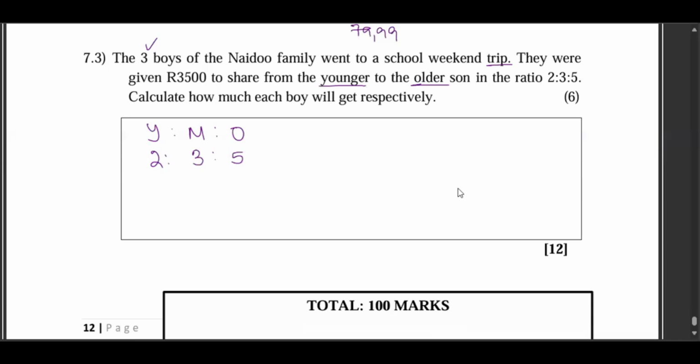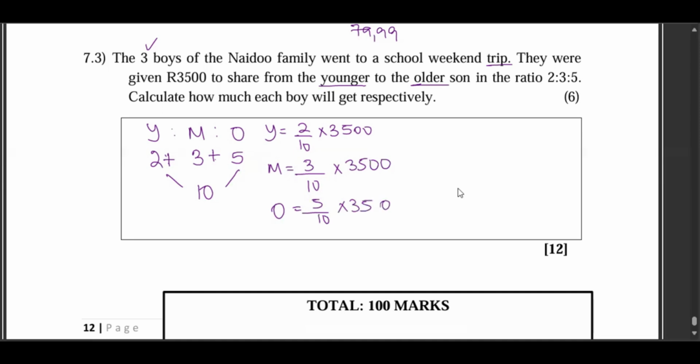So calculate how much each boy will get respectively. So what do you do first? Since they are ratios, we get the total ratio. When you add everything, what do you end up having? We have 10. So simply meaning out of 10, the youngest gets 2 out of 10 times the money they are to share. Then the middle person gets 3 out of 10 times the money they are going to share. Then the oldest gets 5 over 10 times the money they are going to share.